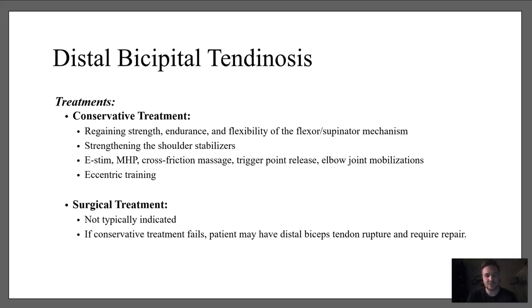Don't forget about supinator strength. That's actually the main action of the biceps brachii, is supination. That's where it's the strongest. It is a helper with elbow flexion, despite what we think. Surgery is not typically indicated here, but if conservative treatment fails and this tendinosis ruptures, then usually surgery is required for a distal bicep rupture, excuse me.